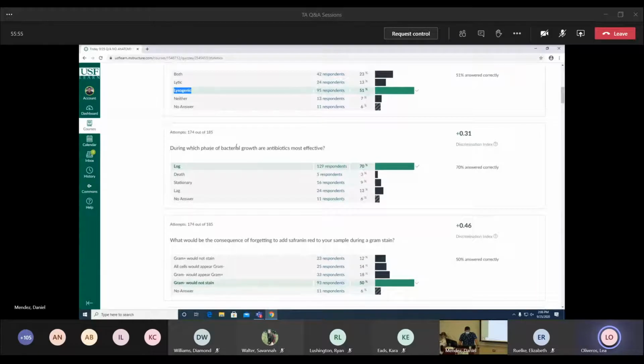Okay, so during which phase of bacterial growth are antibiotics most effective? This should make sense: the log phase, so that's when they're actually growing. Remember, most of our antibiotics are going to be bacteriostatic. Not too many are bactericidal. If they're bacteriostatic, they're stopping growth. So there's a specific phase that they're interrupting here, which is also known as your growth phase.